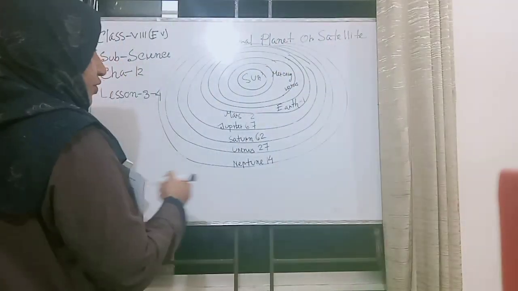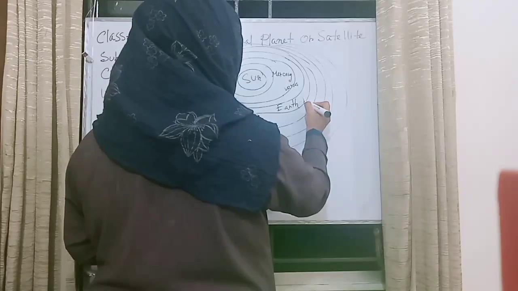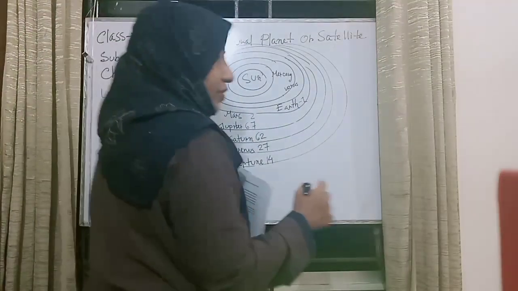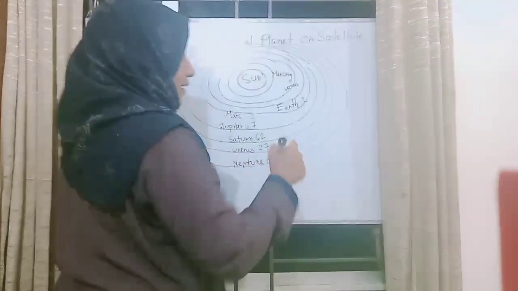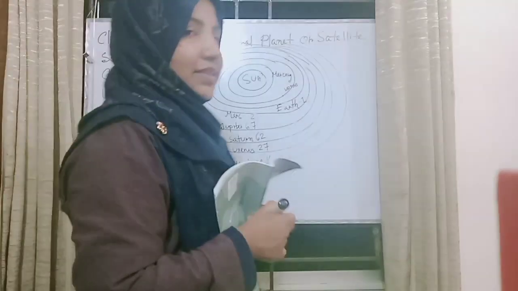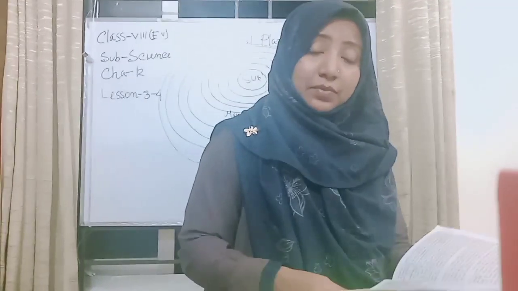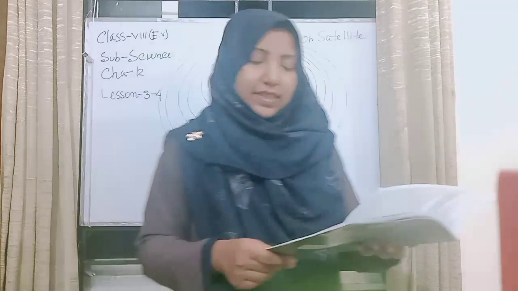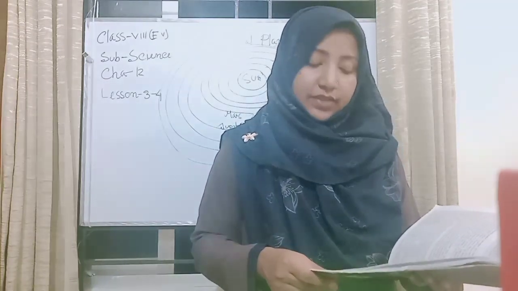My dear students, the Earth has only one satellite. Here is the Earth, and it has one satellite, whose name is the Moon. Again, the Earth is a planet of the Sun and the Moon is a satellite of the Earth.